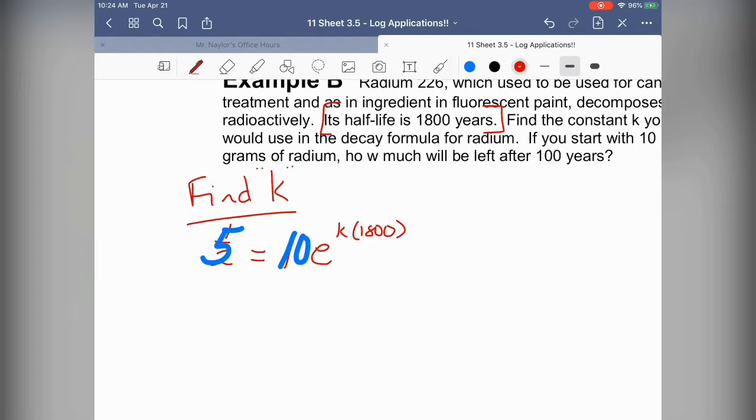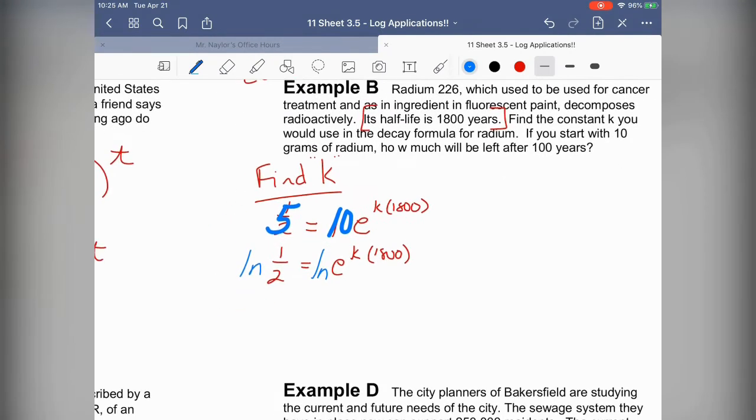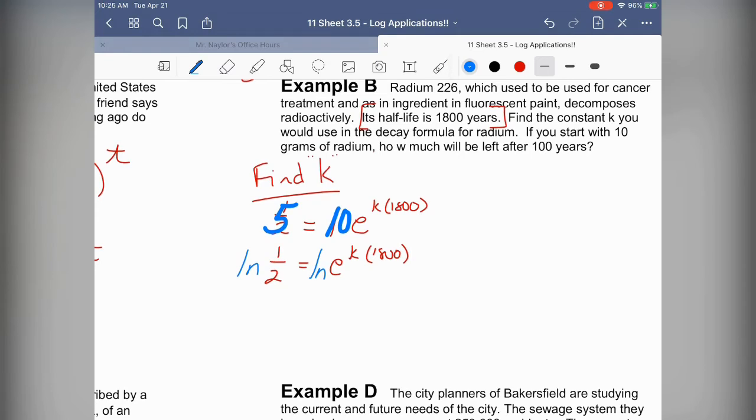But look what's going to happen after you start the problem. That's right, you're going to divide by 10, and you're going to end up with a half. So either way you shake it, this problem is destined to require us to do the ln of a half. And so I'm going to solve for k. We're going to do the ln of both sides like we've always done. And, of course, we'll have to finish by dividing by 1,800.